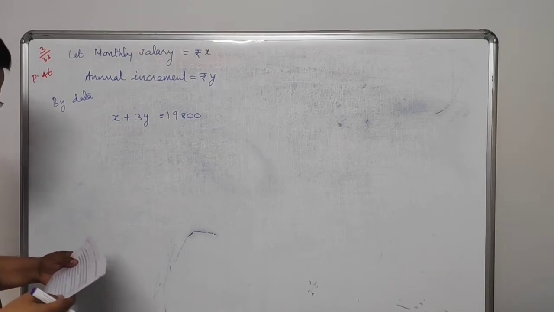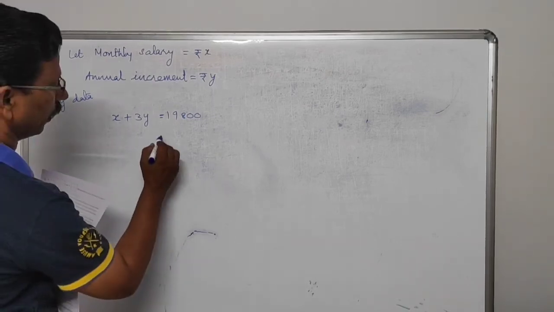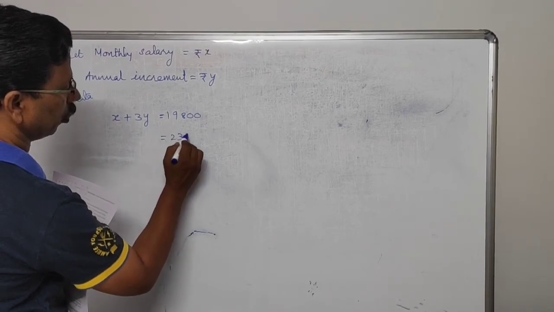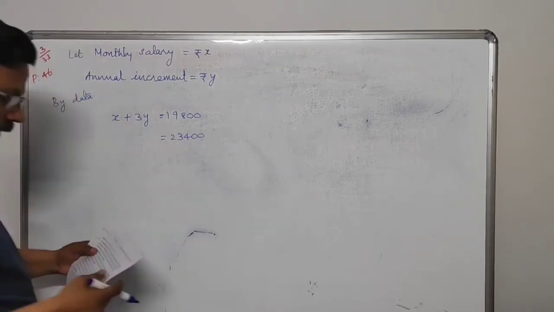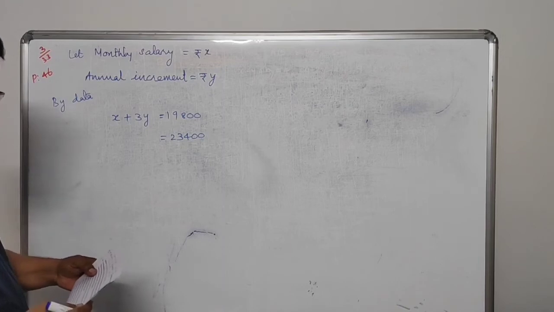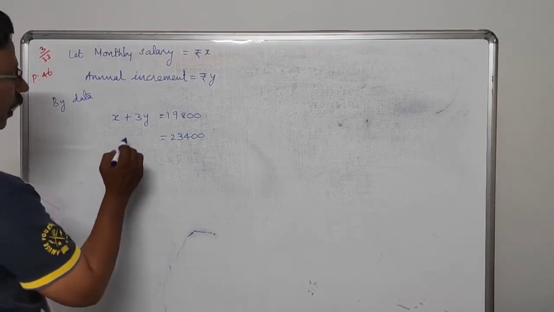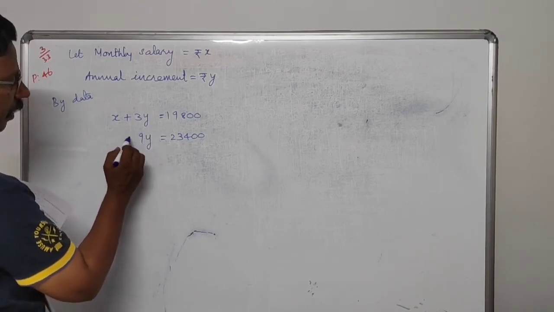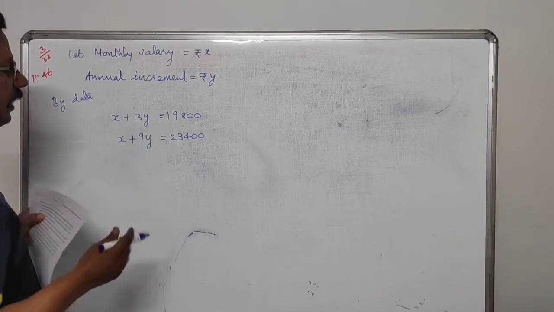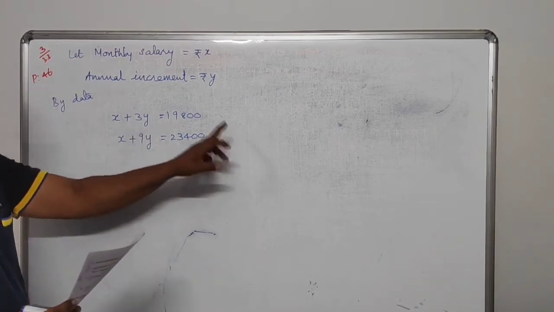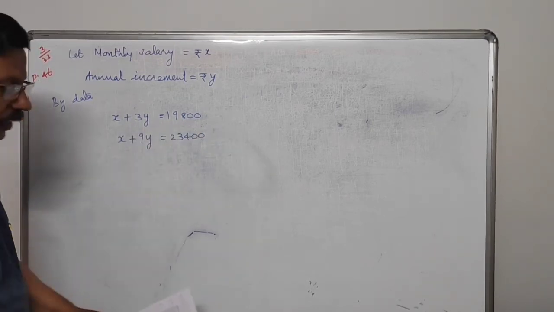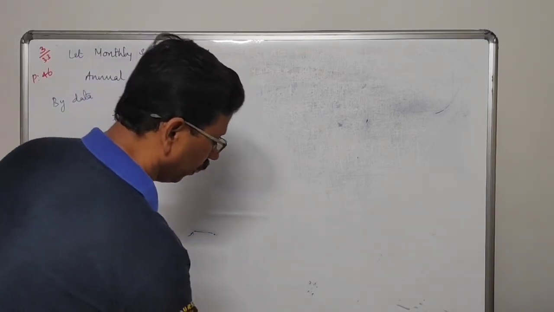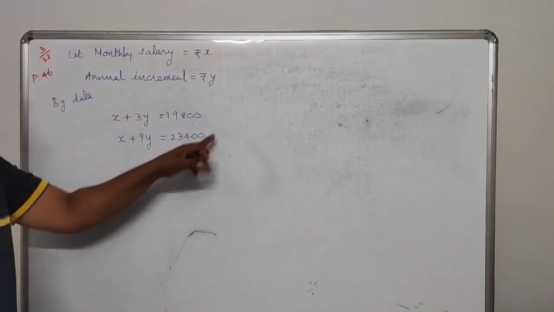Likewise, the other data: rupees 23,400 per month at the end of the first month after 9 years of service. Therefore, with 9 years of service he gets 9 times the increment added to his first month salary. This is X plus 9Y equal to 23,400. Based on the given data, we have formed the linear equations. This is a system of equations, we can say.